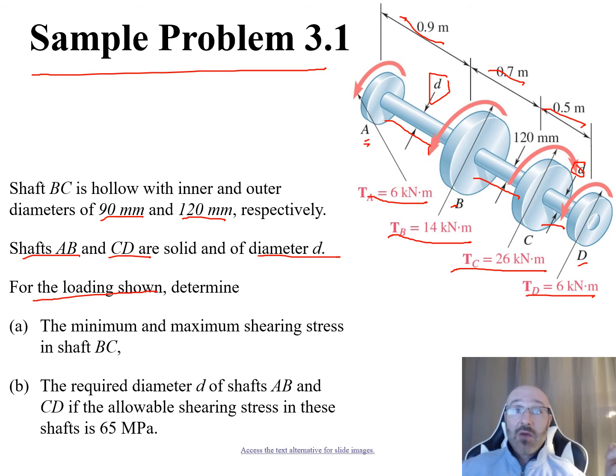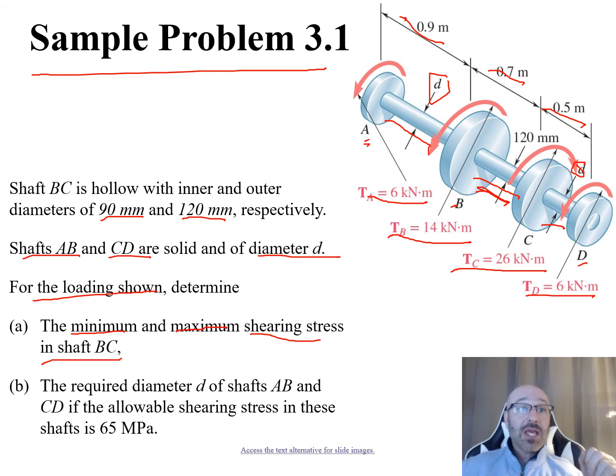So part A, what do they want us to find? They want us to find the minimum and the maximum, so still two things within part A here, shearing stress for shaft BC. So we're really only concerned with shaft BC for part A right there, but we want to get the minimum and the maximum shearing stress for that.